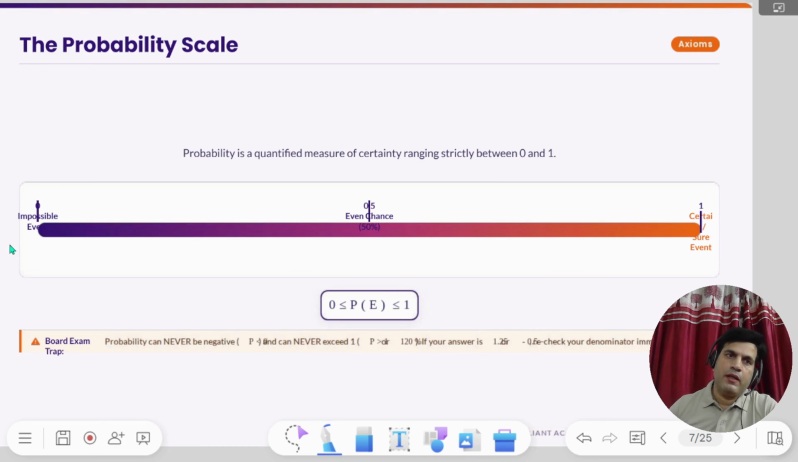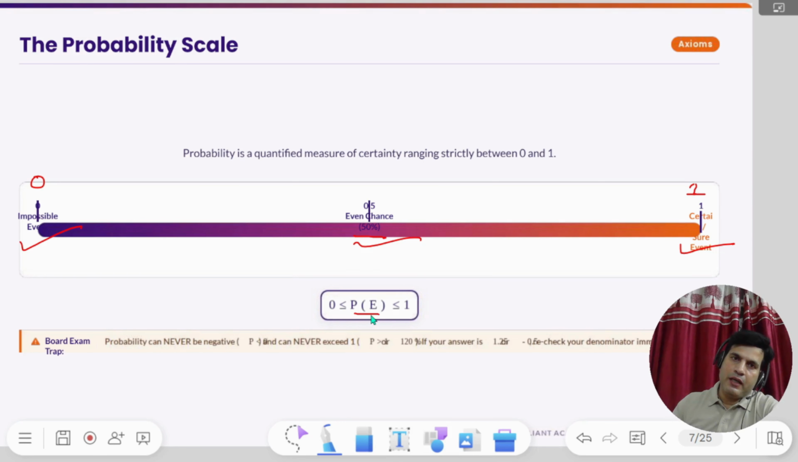On the probability scale, we have events like an impossible event, a certain and sure event. If it is a certain and sure event, its probability will be 1, and if it is an impossible event, its probability will be 0. And there are even chances, equally likely, which is a 50% chance.